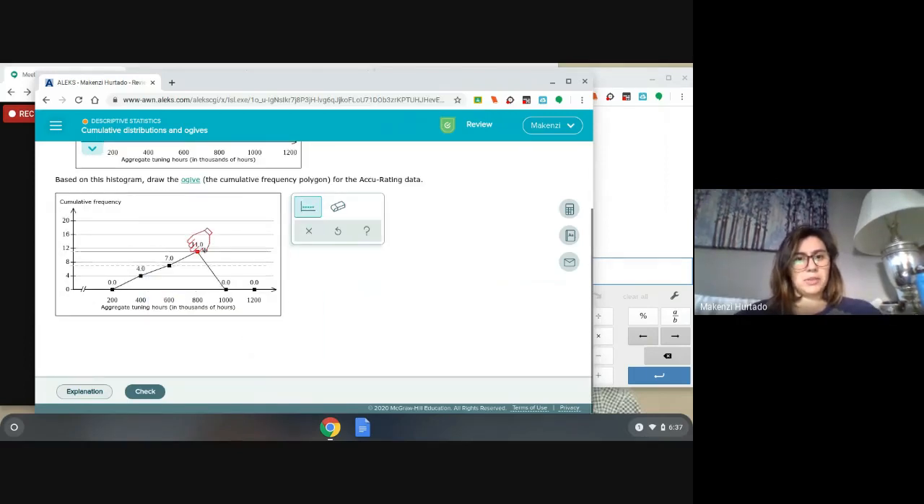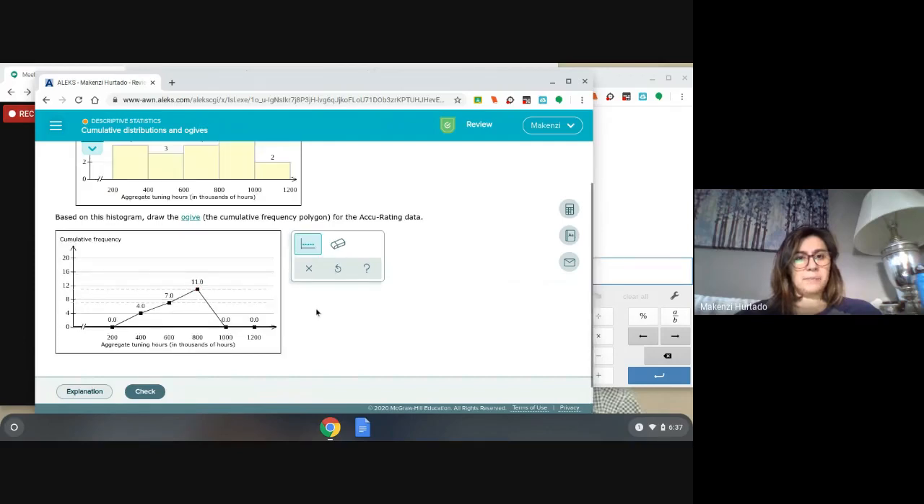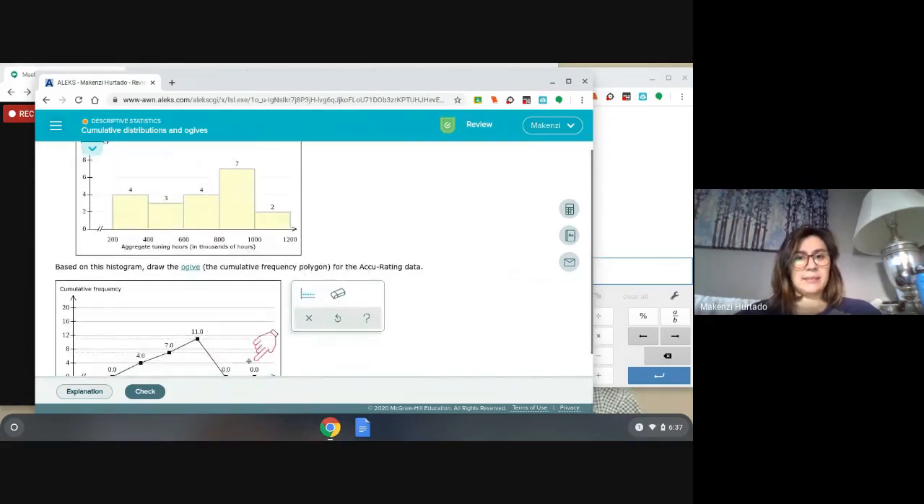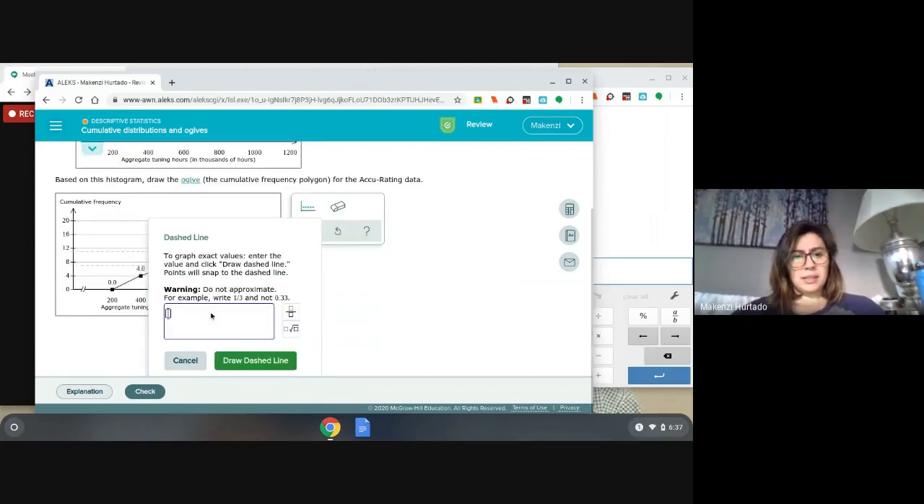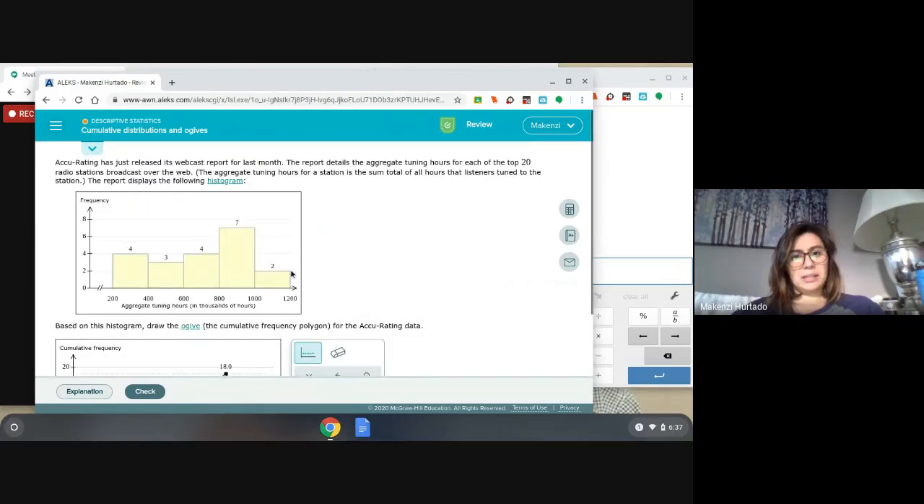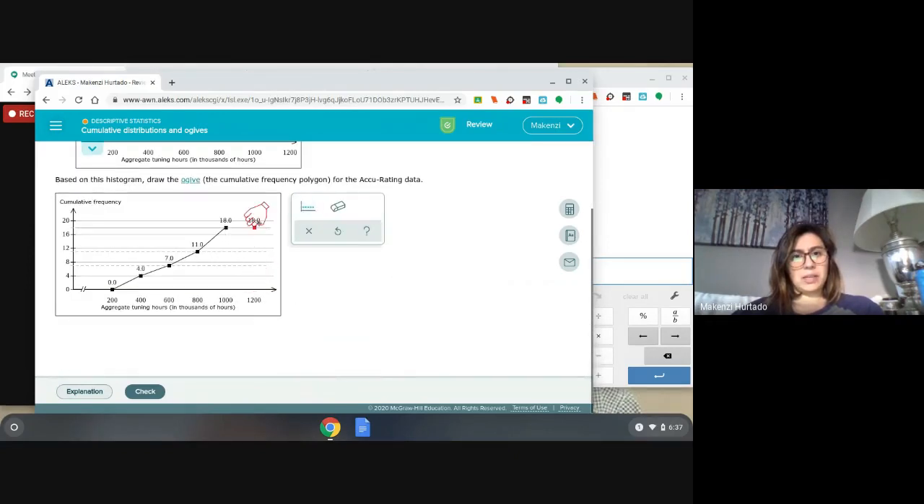No decimals at 11. I'm going to add on another 7, so I'm at 18. I'm going to have to draw the dashed line again. And then my last number should be at 20. 18 plus 2 is 20, so I know that I added correctly.